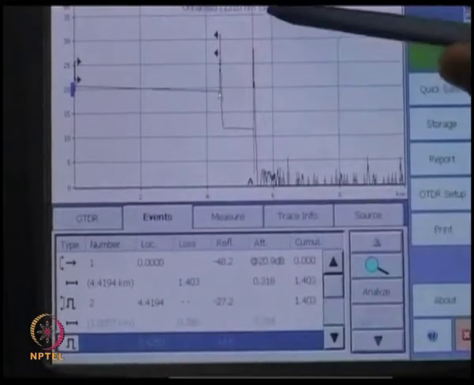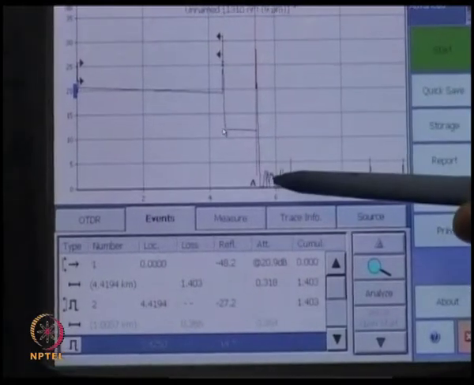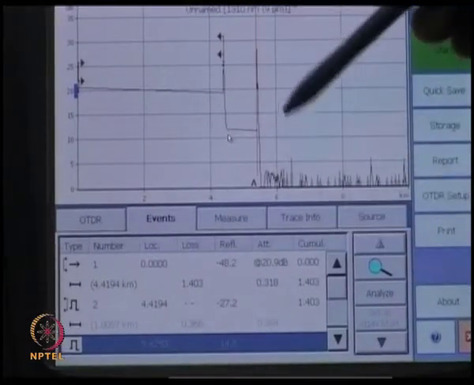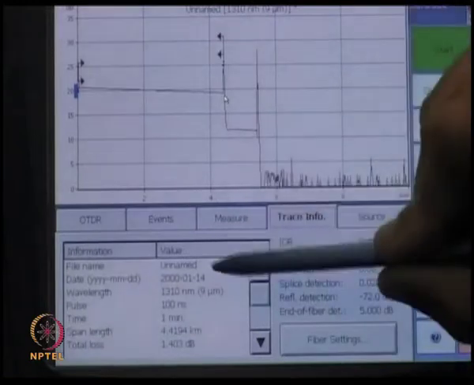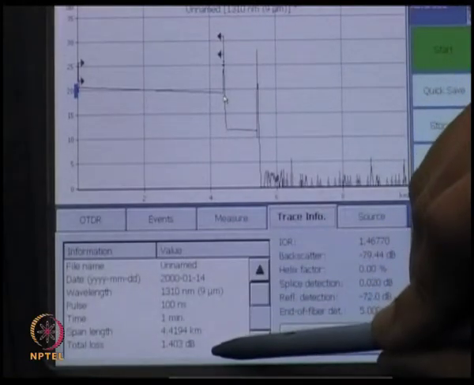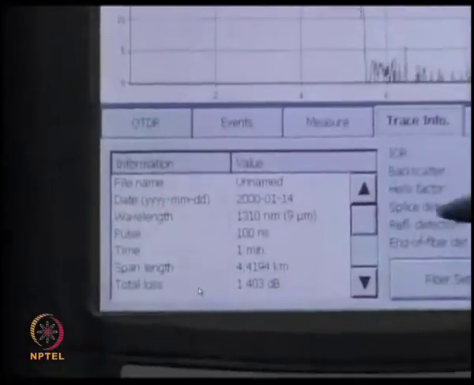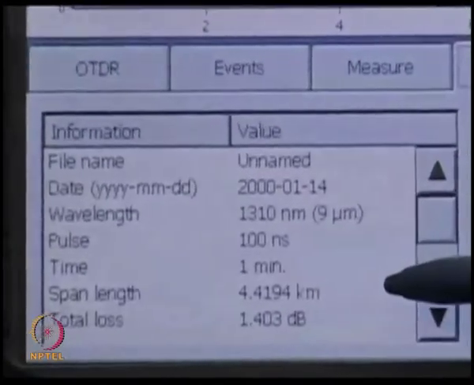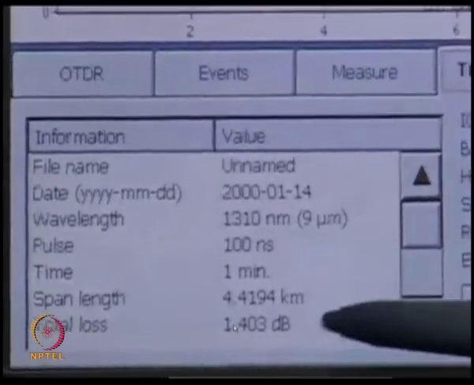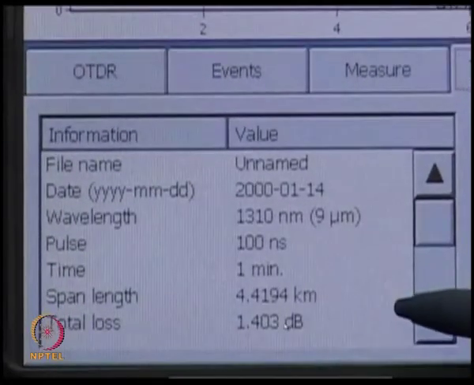So, you can see here because of the connector, the loss is significant here. So, it is not a good connector. So, these are the parameters for the first fiber, 4.4 kilometer distance, 1.4 dB loss.